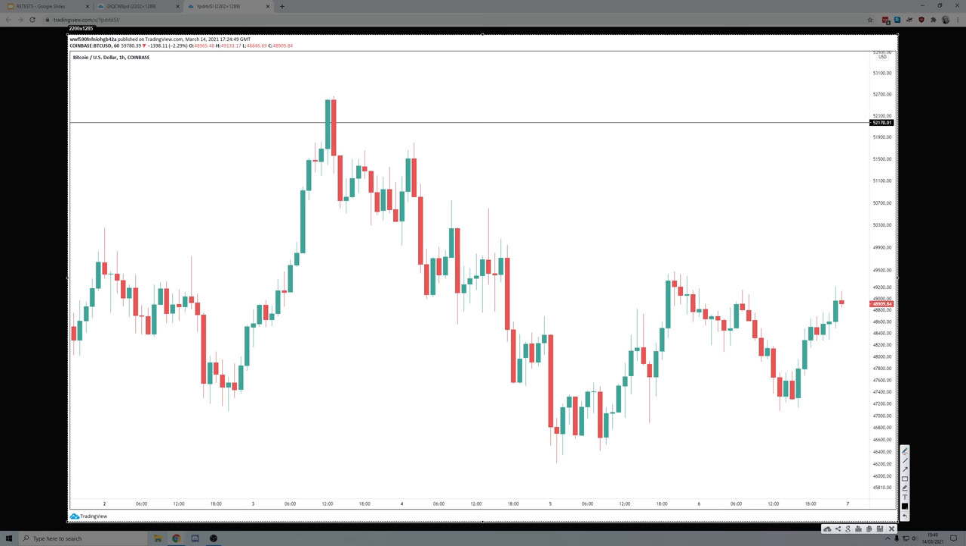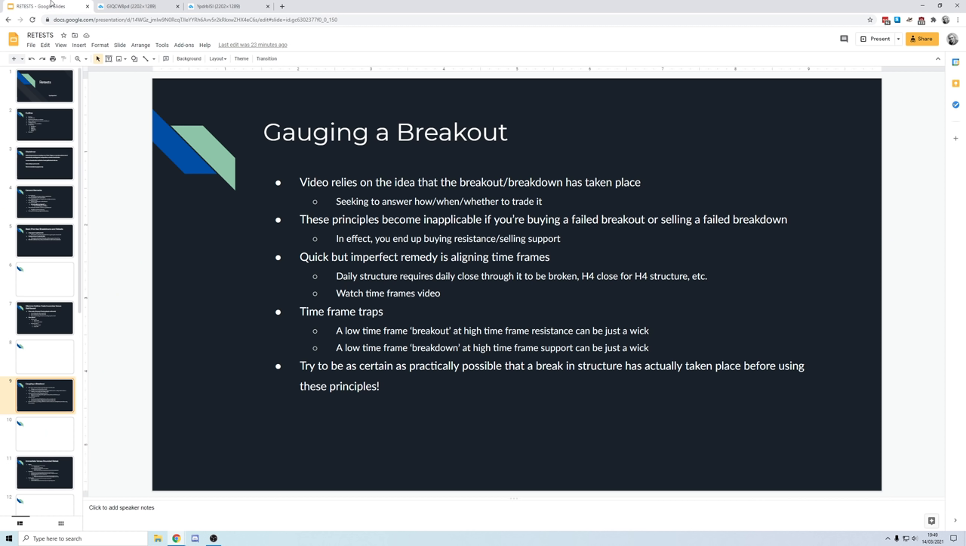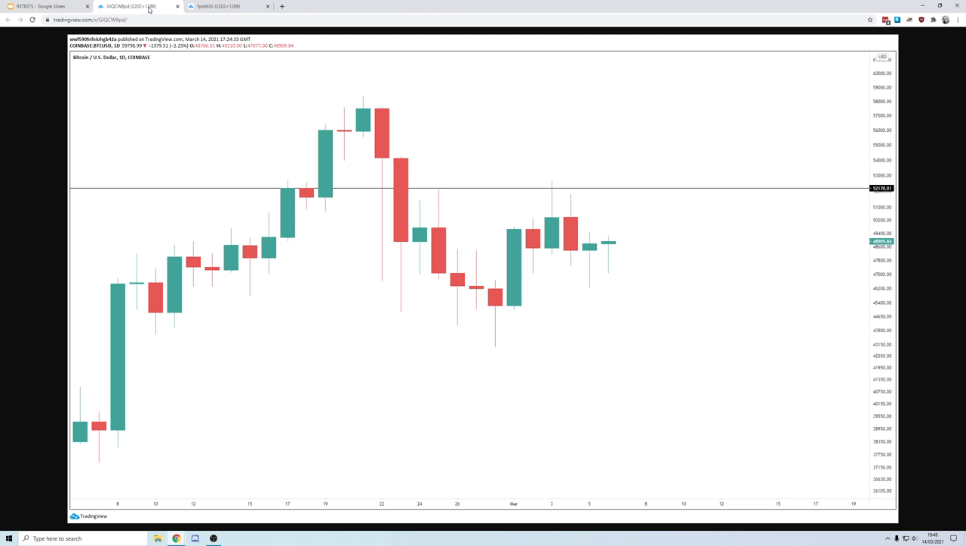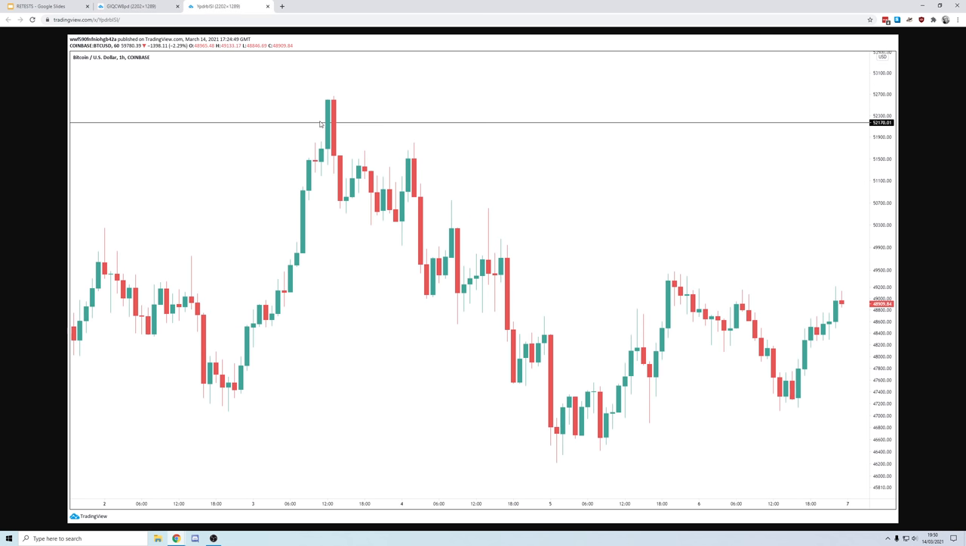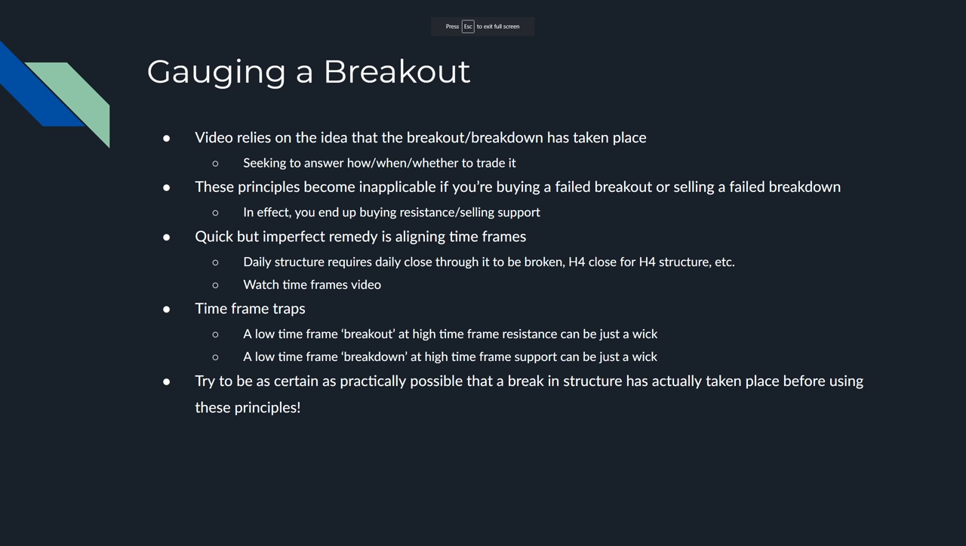So this bit of price action here, which looks like a low time frame breakout, actually ended up being the high time frame wick. What you see in the box here is literally this wick being formed, which, taking us back to the slides, means a low time frame breakout at high time frame resistance can be just the wick, which is what happened here. High time frame resistance, low time frame breakout, ended up being a wick, which is why having either rules around time frames or rules around breakouts and breakdowns generally is so important.